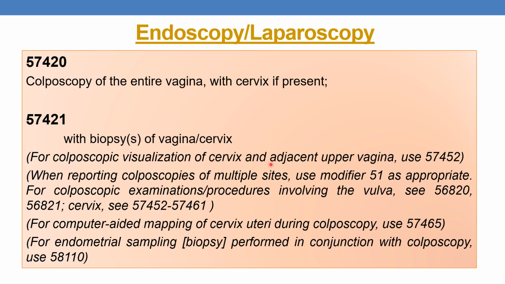And for colposcopic visualization of cervix and adjacent upper vagina, you need to use 57452. And when reporting colposcopies of multiple sites, use modifier 51 as appropriate. And for computer aided mapping of cervix uteri during colposcopy, you need to use 57465. And for endometrial sampling performed in conjunction with colposcopy, you need to use 58110.